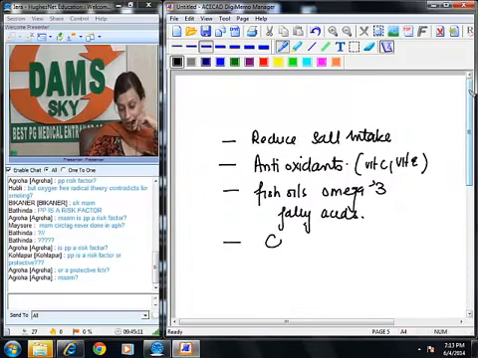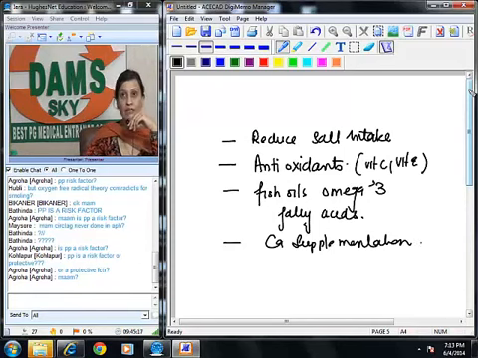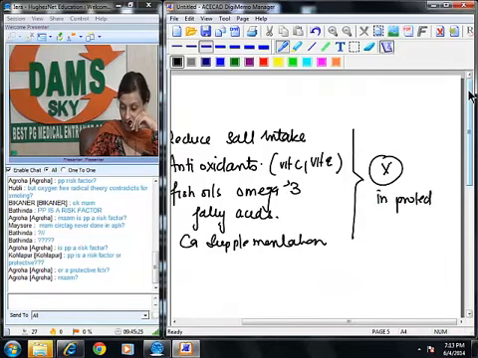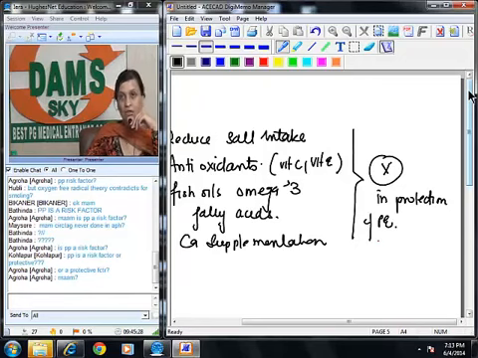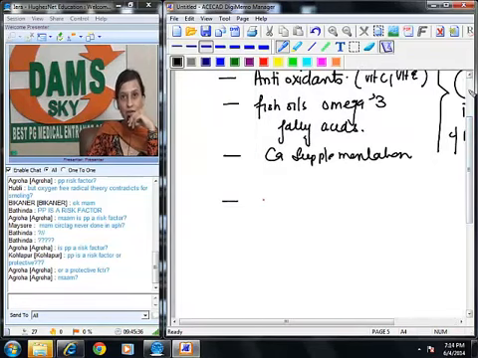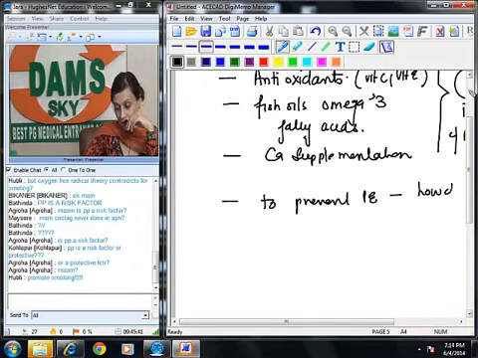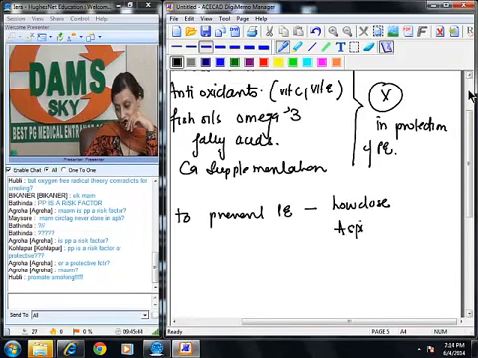And then a lot of people also say calcium supplementation is going to be effective. Now we have to understand that none of these have any role in protection of preeclampsia. The only thing which can be given to prevent preeclampsia is low dose aspirin. It is going to be low dose aspirin.